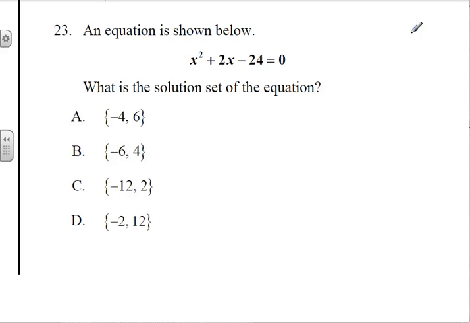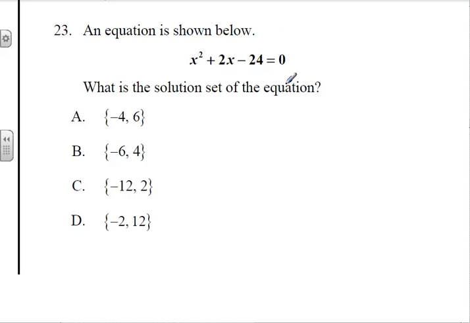Okay, let's read the equation. X squared plus 2x minus 24 equals 0. And the question is, what is the solution set of the equation? It's a very simple problem, guys. And I expect that all of my students will have no problem, no headache, if a similar problem pops up on their high school proficiency exam. And a problem like this would be just one more point on their score, right?